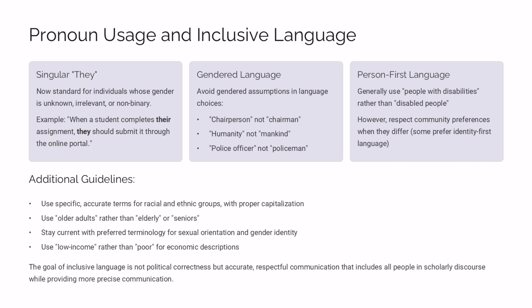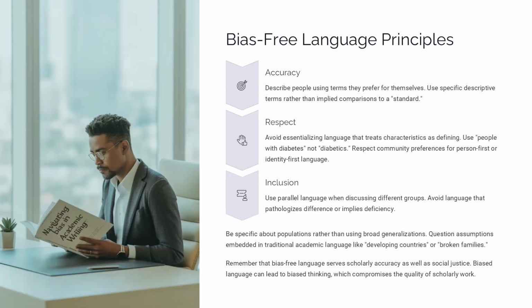Stay informed about evolving language practices in your field and in the communities you study or serve. Language preferences change over time, and what's considered respectful in this era might differ from what was standard in previous decades. Professional organizations, style guides, and community advocacy groups provide current guidance on respectful language practices, bias-free language principles. Bias-free language in academic writing reflects fundamental principles of scholarly inquiry, accuracy, respect, and inclusion. These principles ensure that your writing contributes to knowledge creation while honoring the dignity and diversity of all people who participate in or are affected by research.